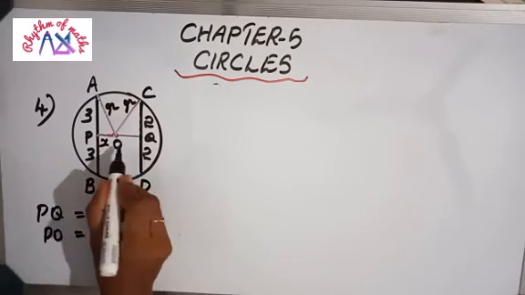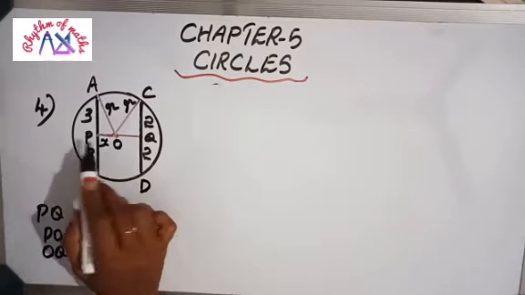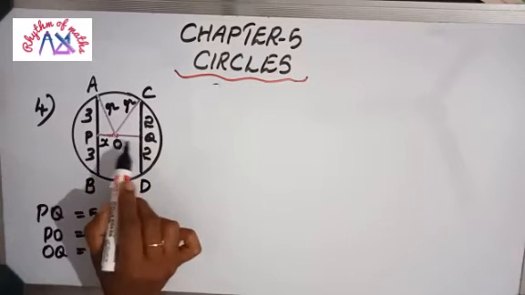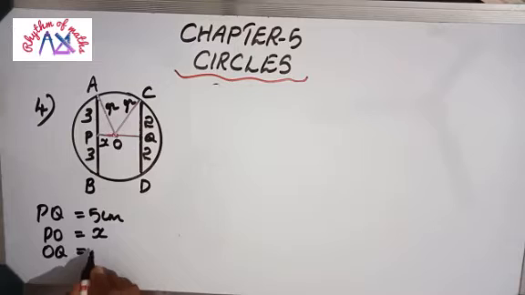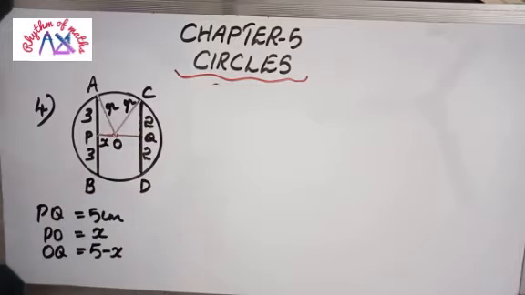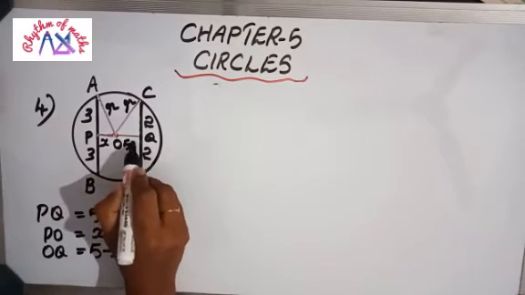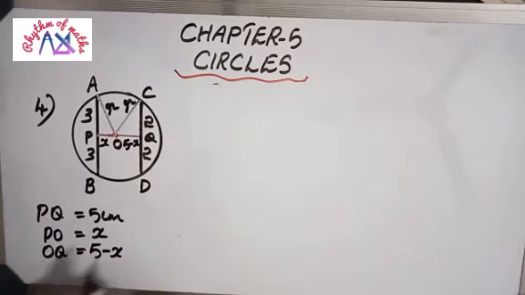Then what will be OQ? The total is 5 centimeter. Out of that 5 centimeter, one portion is x, so the remaining will be 5 minus x. For example, if this is 2, this one will be 5 minus 2, that is 3. Like that. So OQ is 5 minus x. Now we have all three sides, and the radius is what we need to find.